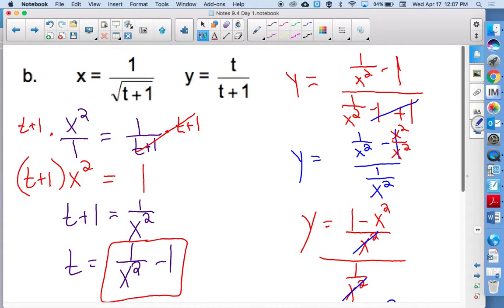X can't be negative. It can't be negative because you have a positive 1 divided by a square root. A square root is always a positive answer. So it can't be negative. There's something else it also cannot be. It can't be 0.